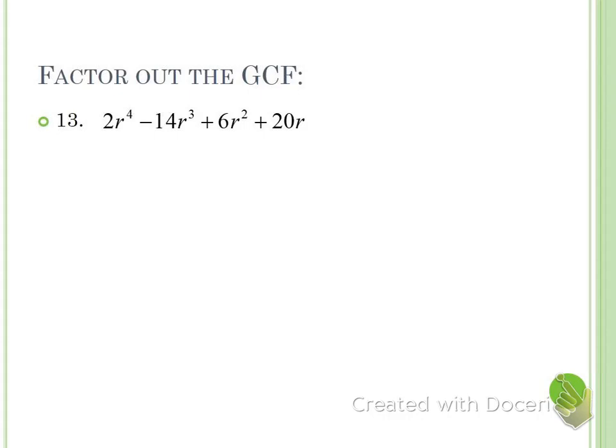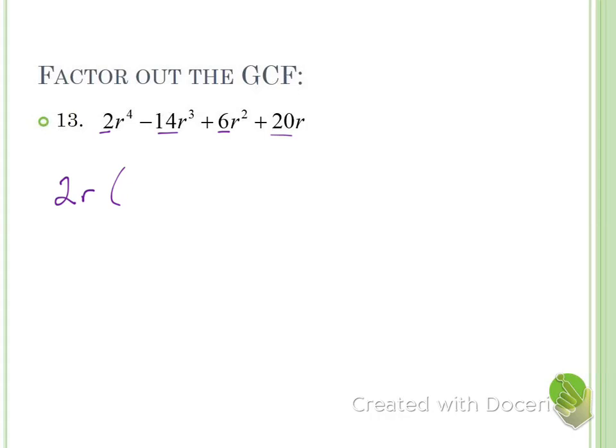All right? Even with 4 terms, this is the same process. Figure out the biggest number to divide into all of those and how many r's they all have in common. The biggest number that will divide into all 4 of those, 2, 14, 6, and 20, is 2. And then if you look through that, the most r's that they all have in common is 1. So we're going to pull 1 r out of each of those terms, and we're going to divide a 2 out of each of those terms. So maybe this is a little bit easier if we don't write it all out.